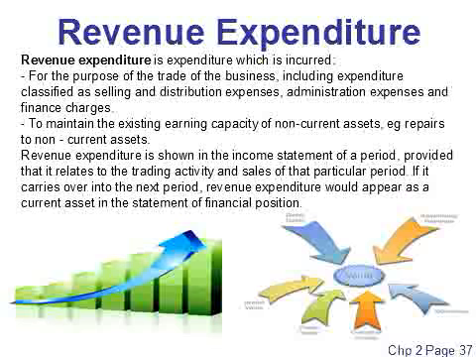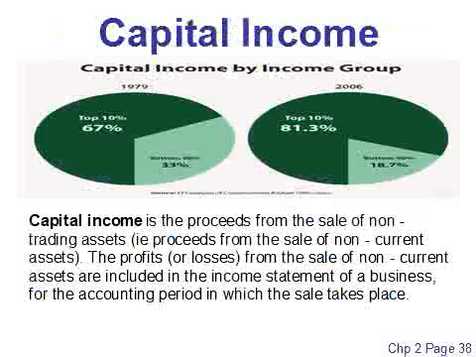If it carries over into the next period, revenue expenditure would appear as a current asset in the statement of financial position. Capital income. Capital income is the proceeds from the sale of non-trading assets, i.e. proceeds from the sale of non-current assets. The profits, or losses, from the sale of non-current assets are included in the income statement of a business, for the accounting period in which the sale takes place.